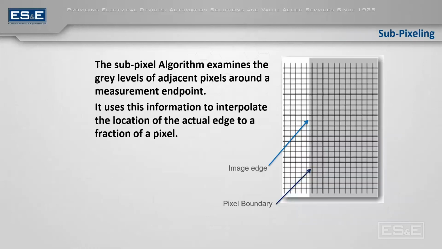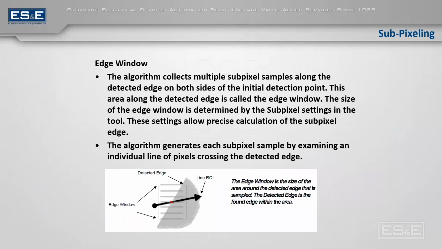So sub-pixeling, here's just a quick image of the sub-pixeling algorithm. It examines the gray levels of the adjacent pixels around the measurement endpoint. It uses this information to interpolate the location of the actual edge to a fraction of a pixel. Here's maybe a little better view of it.